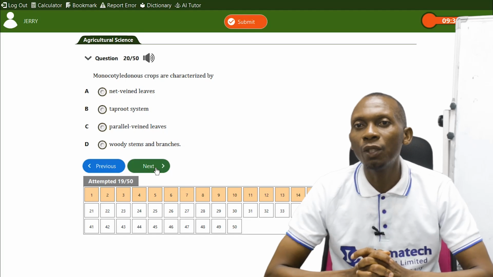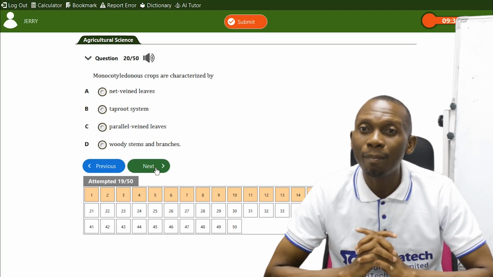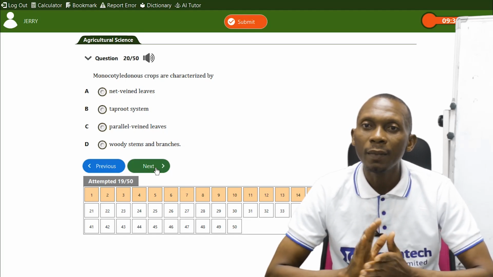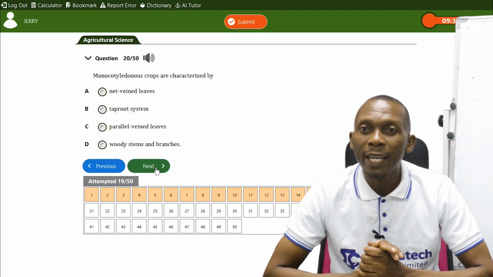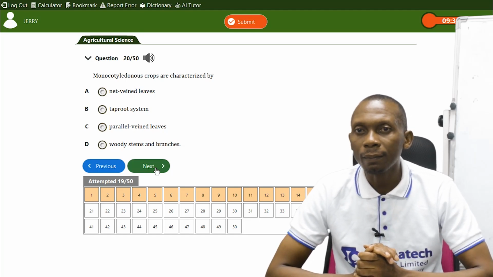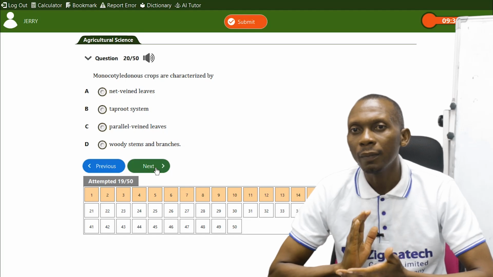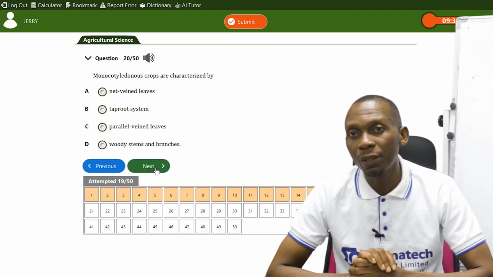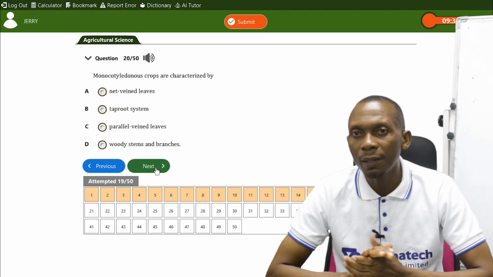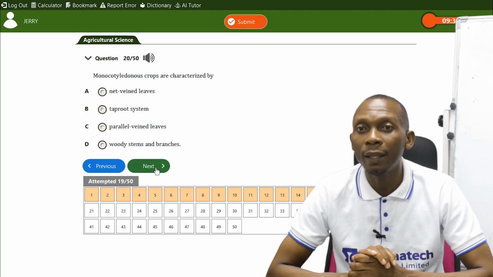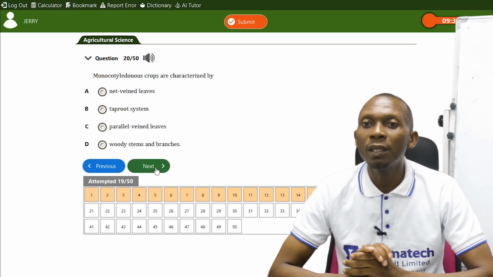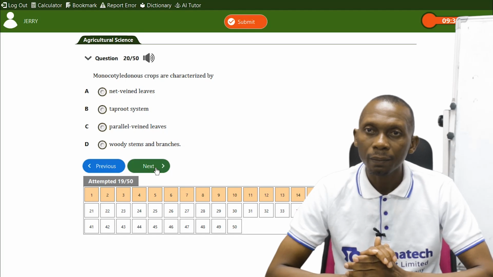Okay, this question says monocotyledonous crops are characterized by A, net veined leaves. B, we have taproot system. C, parallel veined leaves. D, woody stems and branches.